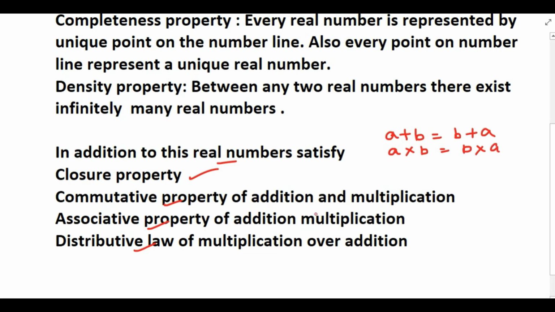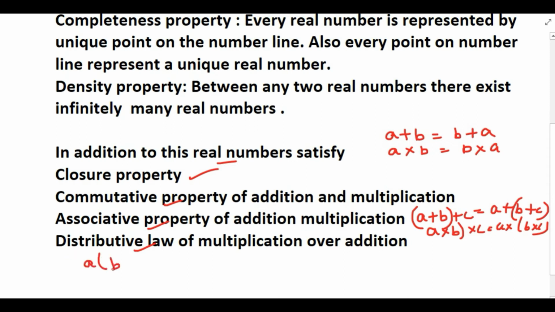Again, associative property of addition means (A plus B) plus C equals A plus (B plus C), where the bracket comes for the first two terms on one side and the last two terms on the other. Associative property of multiplication means (A into B) into C equal to A into (B into C). And distributive law of multiplication over addition means A into (B plus C) equal to AB plus AC. All the terms inside the bracket you have to multiply with the term outside the bracket. So these are the properties of real numbers.